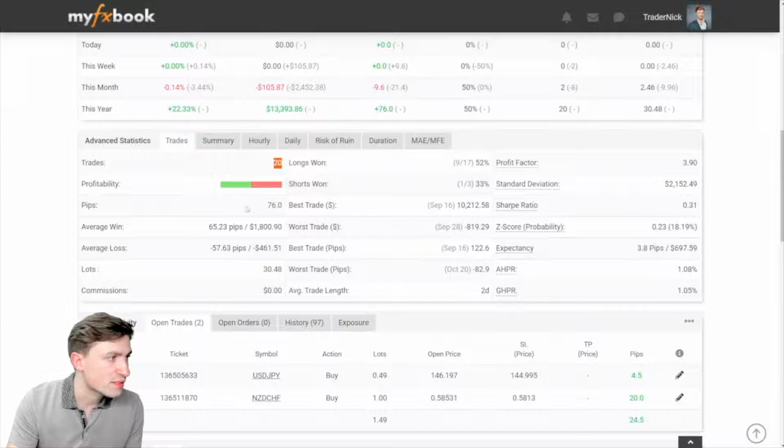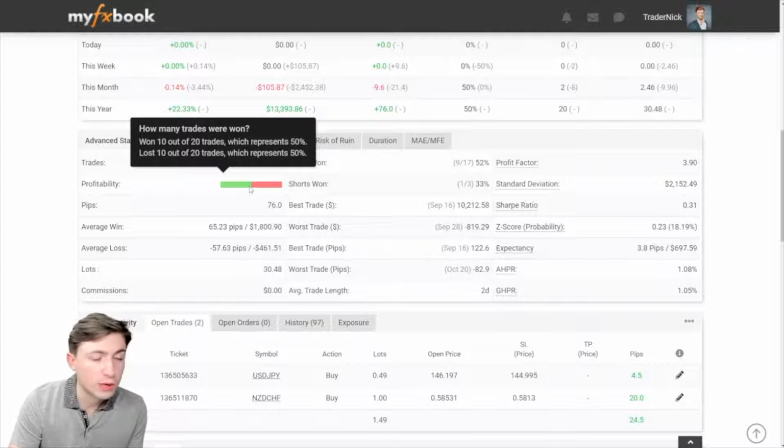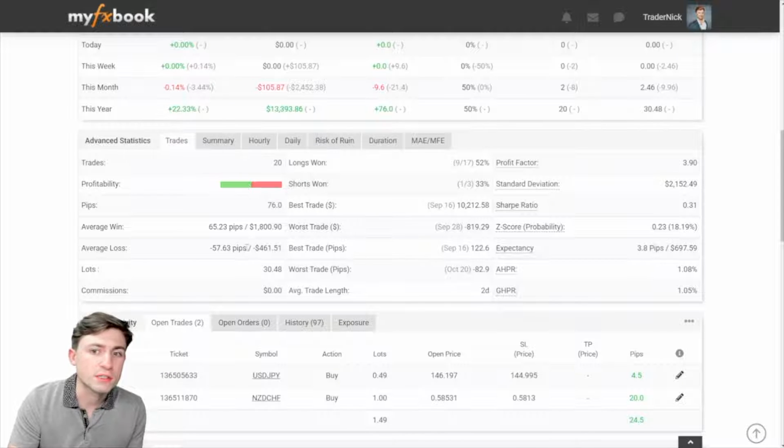And so what we can see here is how many pips profit I've made, what the average win on the account is, and what the average loss is. So 65 pips on wins, 57 pips on losses, and about a 50-50 win rate overall on this particular account so far. Again, very small sample size, but as you have more trades behind you, you'll be able to get a better look at your trading performance and what you're doing well and what you're doing poorly.